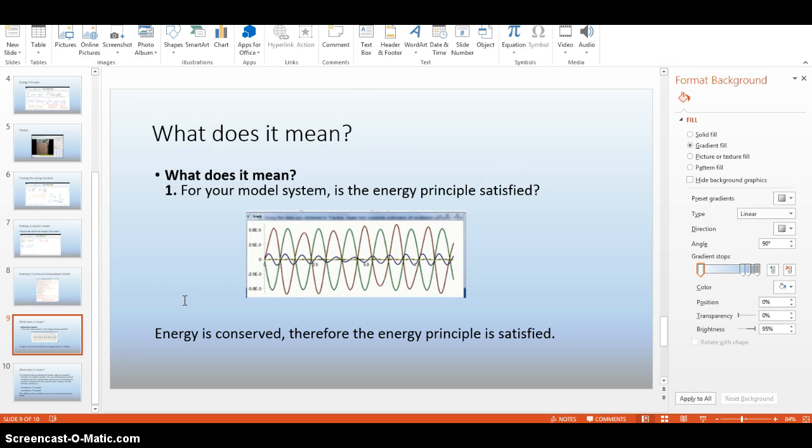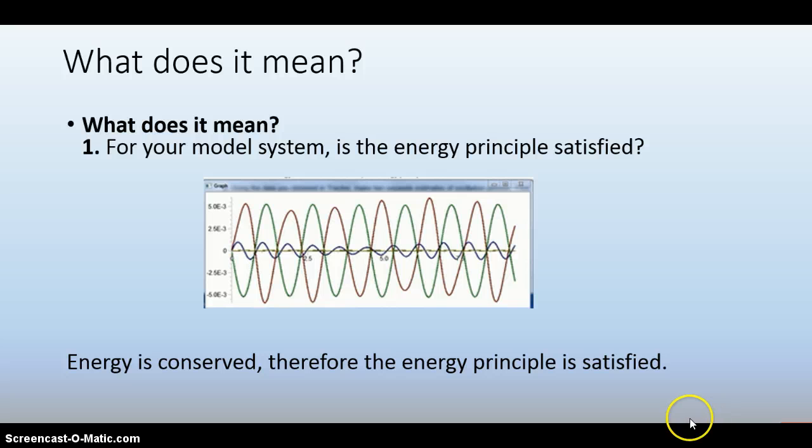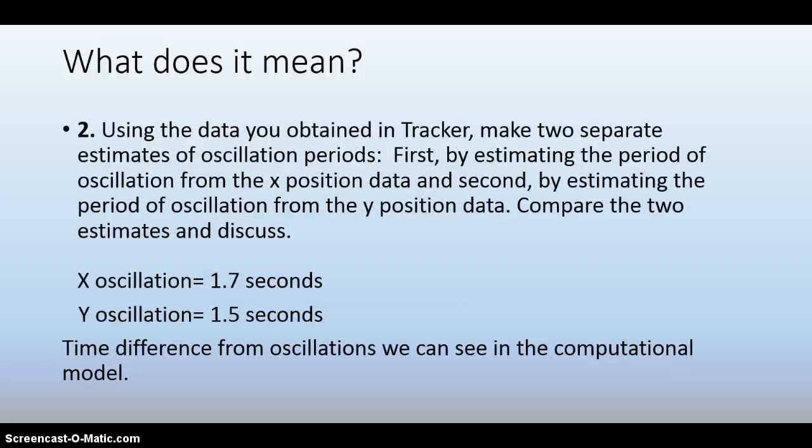So with our computational model accurately displaying what we saw in our video, we can see if the energy principle is satisfied. When we graph our energies, the yellow line is going to show the total energy, which is going to be 0, which means that the energy is conserved in the system and the energy principle is satisfied.